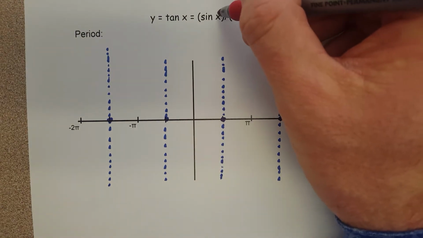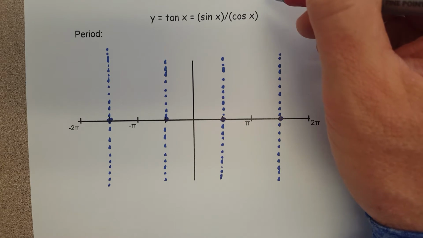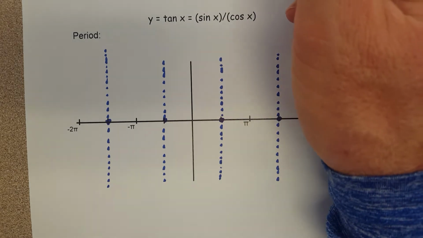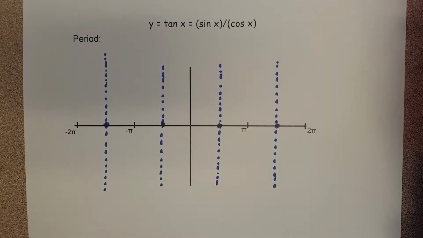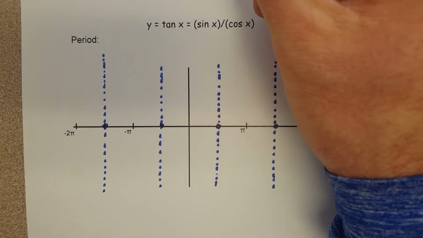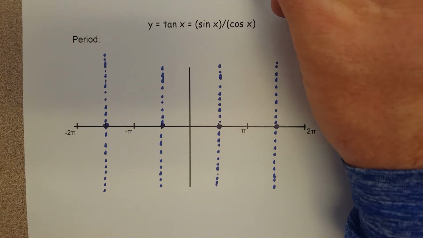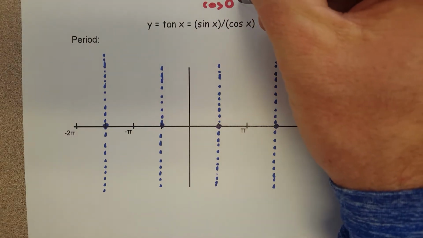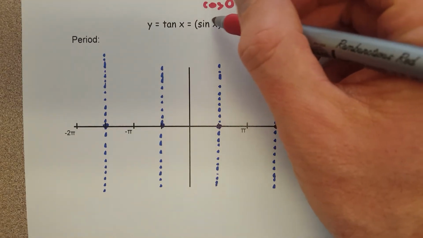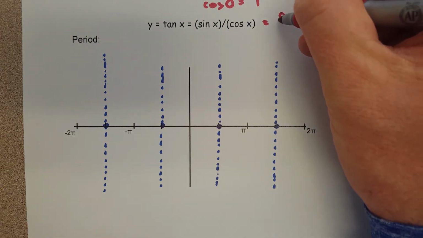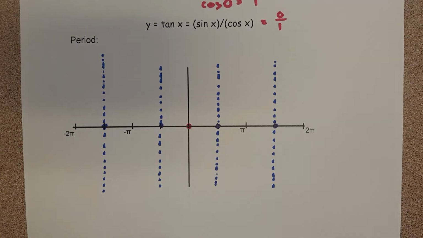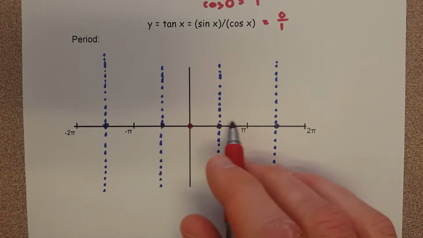If I plug in 0, well, tangent is actually the same thing as sine divided by cosine, as I mentioned already. So sine of 0 is equal to 0, and cosine of 0 is equal to 1. So what this is really saying, if I do tangent as sine over cosine, is 0 over 1 at x equals 0. So what that means is there's going to be a point smack dab in the middle of those two lines.